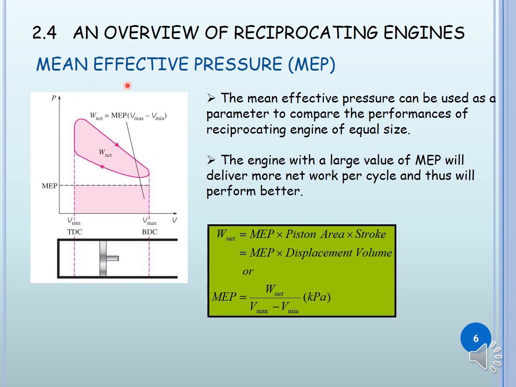So we know that MEP is actually the parameter used to compare the performance, and the engine with a large value of MEP will deliver more net work per cycle and thus will perform better. So the formula for mean effective pressure is net work over the difference of maximum volume and minimum volume, as shown in this figure.